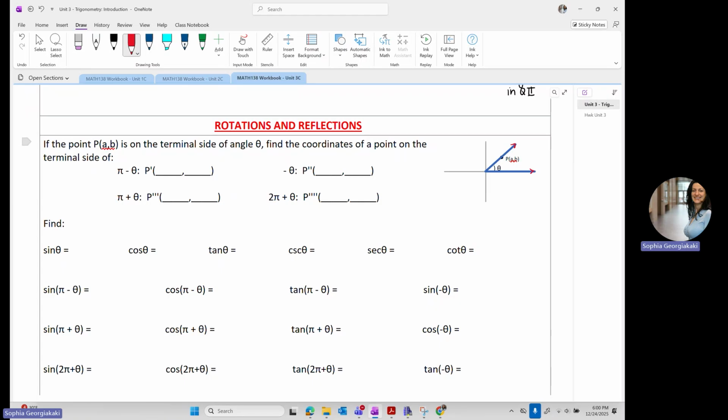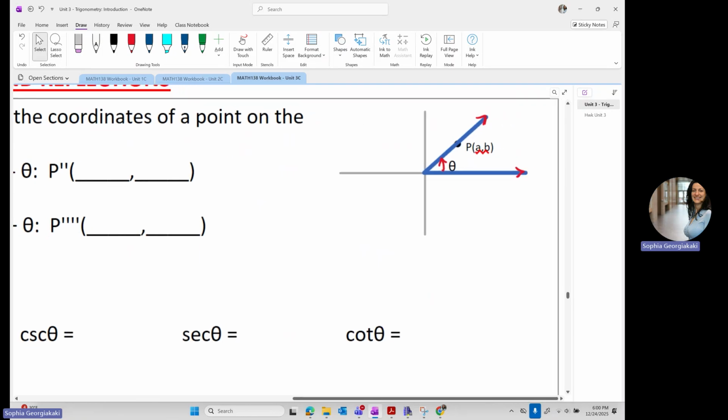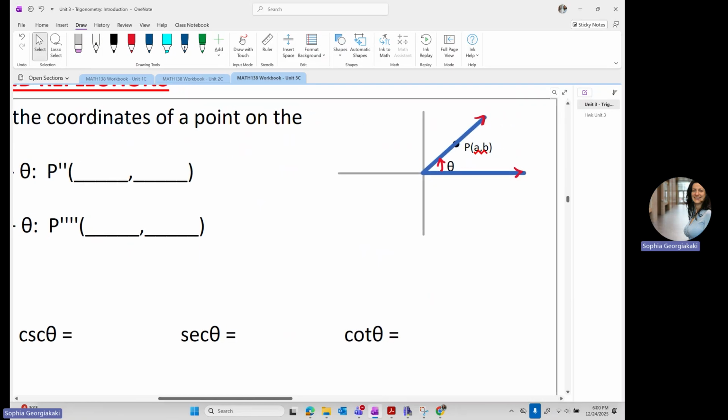What happens when we are looking at the angle pi minus theta? So pi minus theta will be an angle that is 180 degrees, and then I will back up theta. So the reference angle is still theta. It's just that this angle is in quadrant 2.